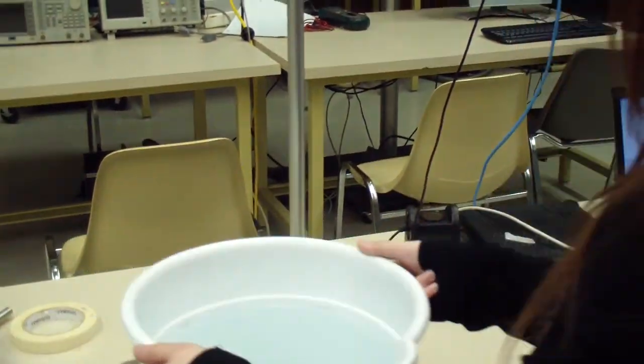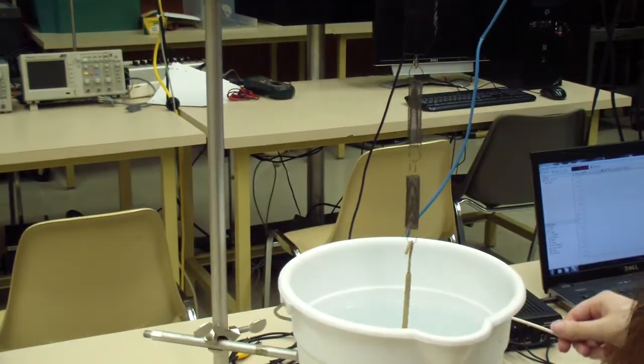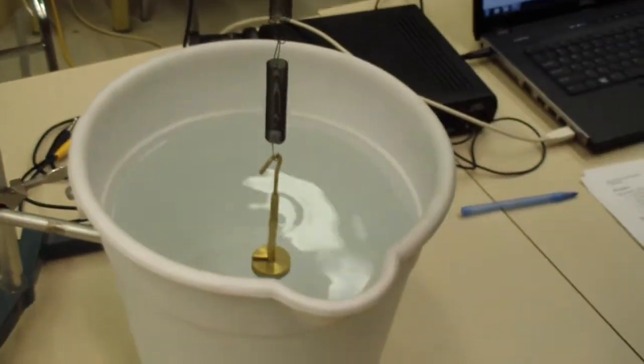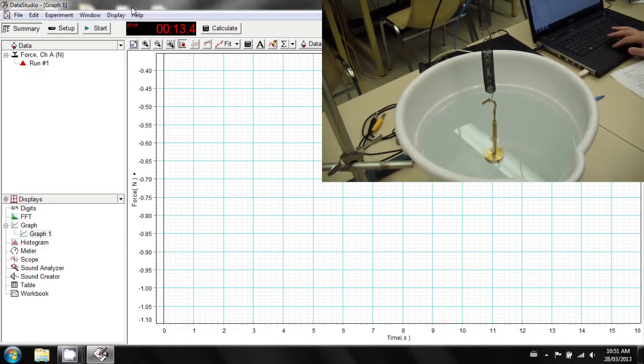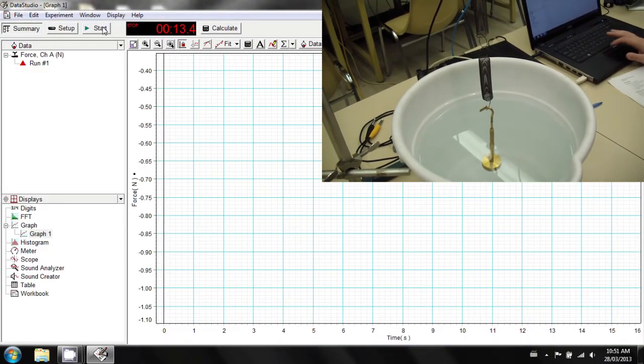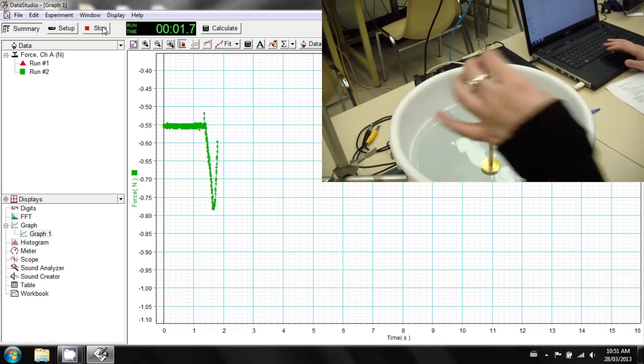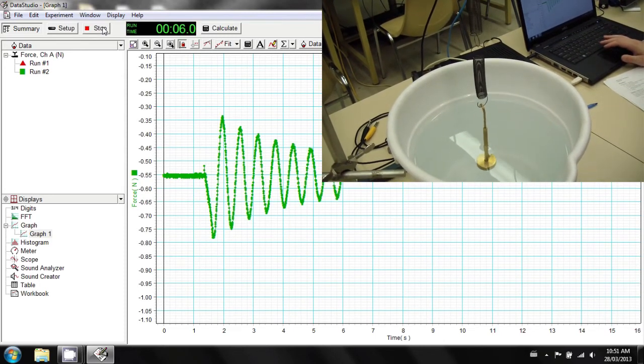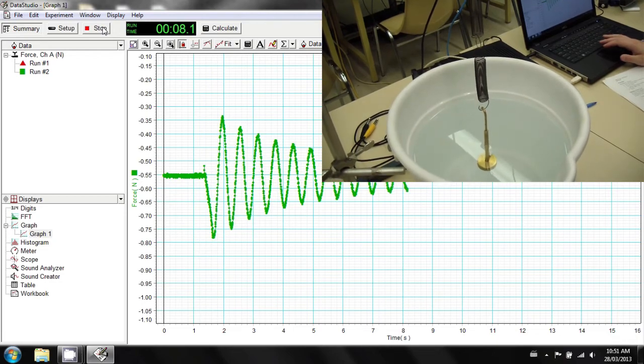Next, place a bucket of water such that the mass is fully submerged in it. Lower the bar sufficiently that the mass won't oscillate higher than the water's surface. Once again, press start in Data Studio and set the mass in oscillation. Again, it is important that the mass does not breach the surface. Be sure to record sufficient data to find the damping constant.